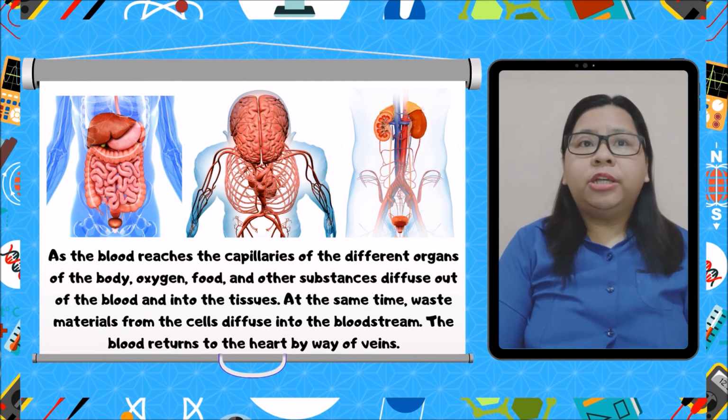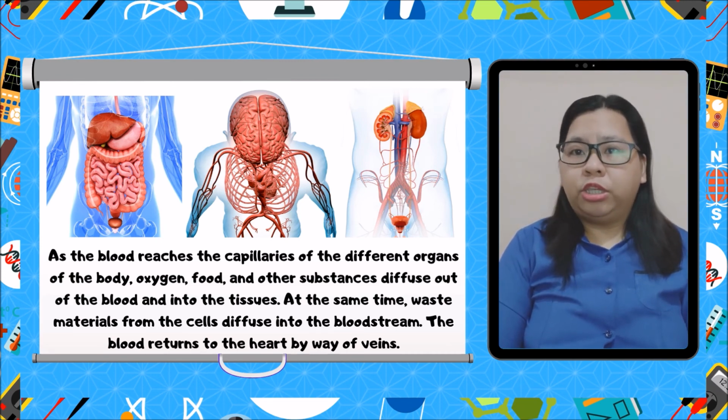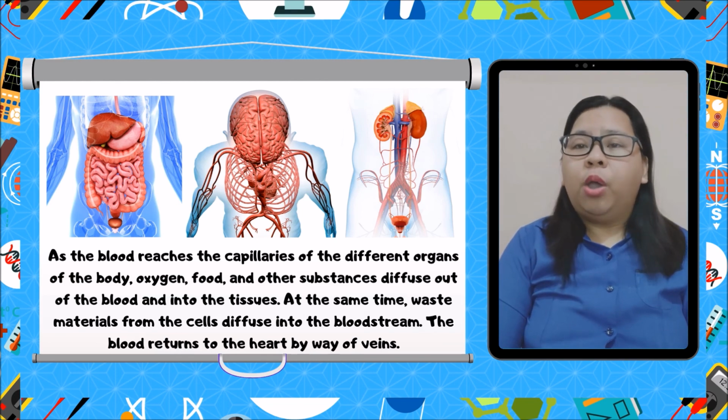As the blood reaches the capillaries of the different organs of the body, oxygen, food, and other substances diffuse out of the blood and into the tissues. At the same time, waste materials from the cells diffuse into the bloodstream. The blood returns to the heart by way of veins.